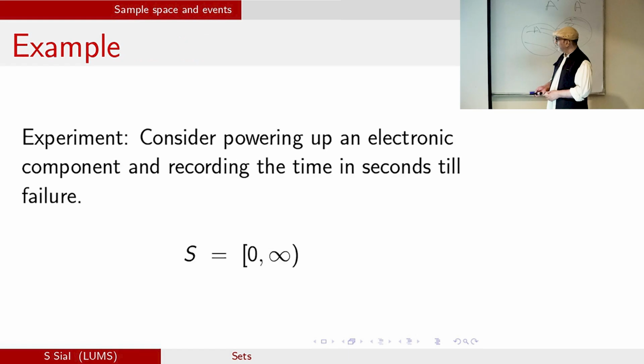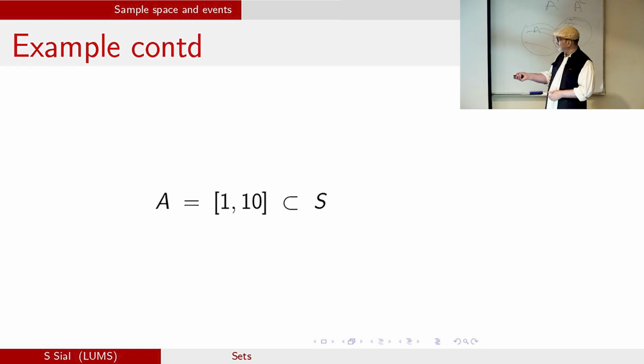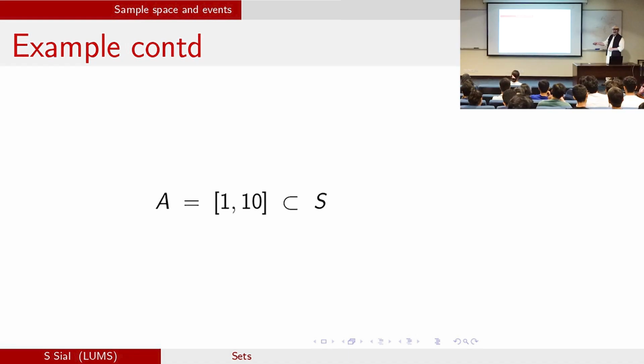Okay. So the electronic device example, getting back to that, the sample space was this interval from 0 to infinity. And here's a subset. The device ran for somewhere between 1 and 10 time units. This is a subset of the sample space. So A is an event.